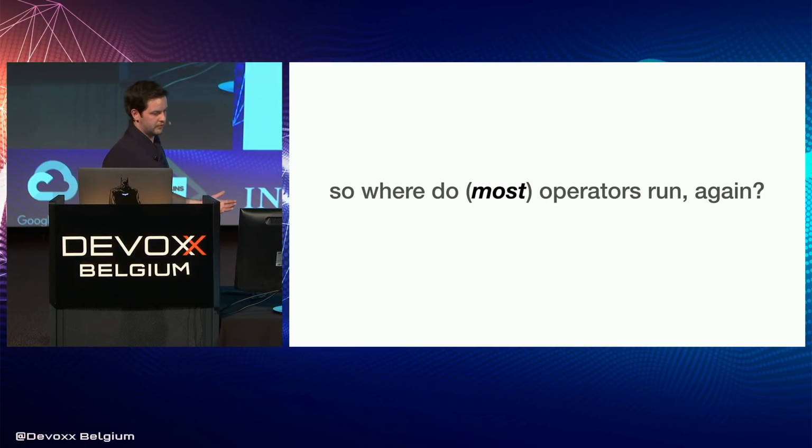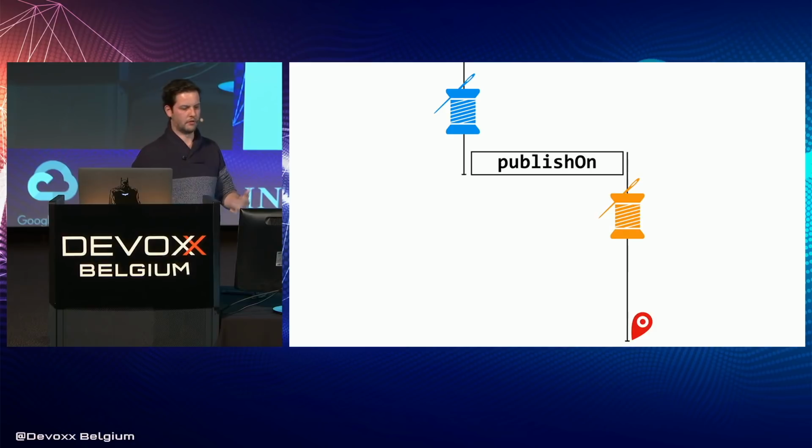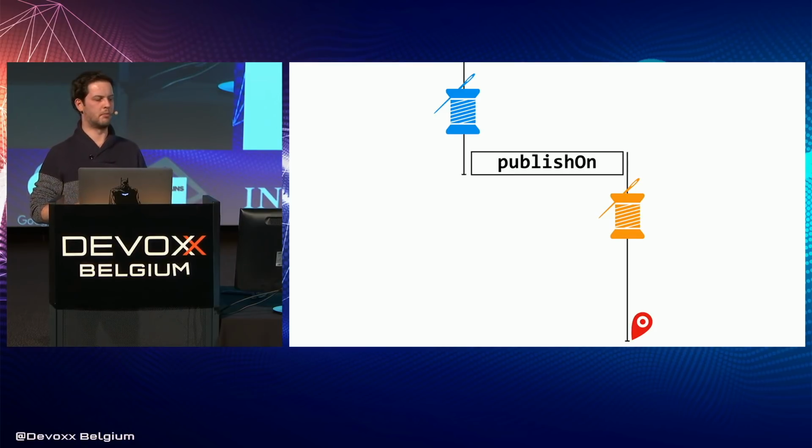Where do most operators run again? They run on the thread, by default, the thread from which they received their data. So when an operator receives an onNext signal, it processes that same signal on the same thread, unless it's a special one like publishOn.